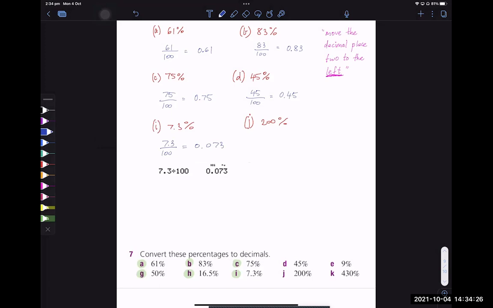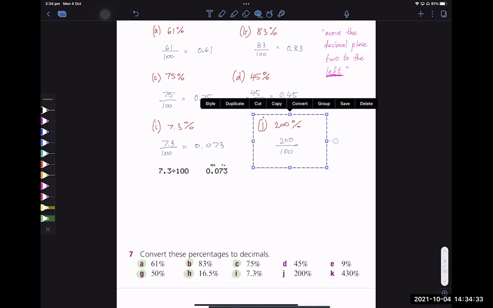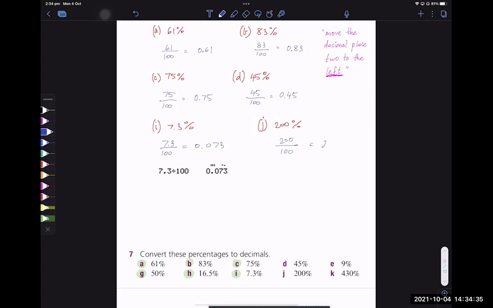Same with 200%. You go 200 divided by 100. 2. All right, awesome. That's 2. So as a decimal, that's just 2. If you want to write 2.0, that's cool as well, because 2.0 is still 2. I just want to show you that there's a decimal there. Just make sure you put the decimal point in.